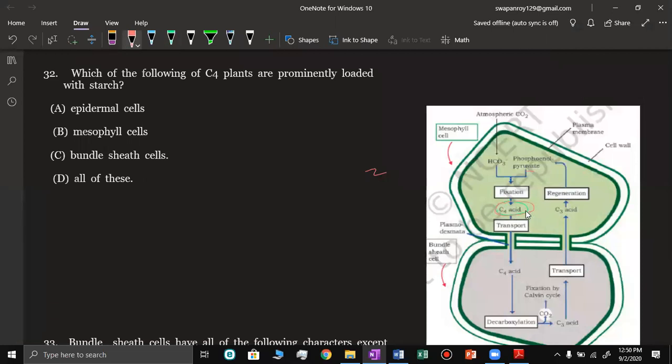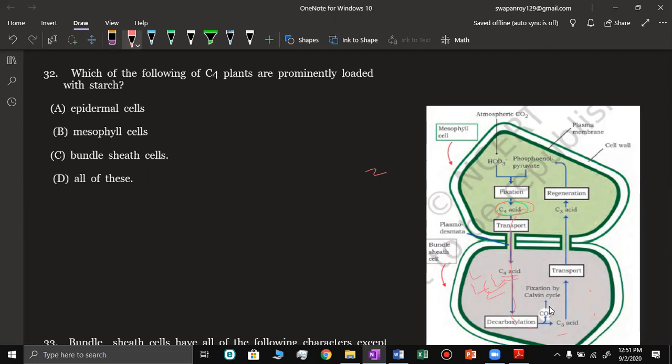Oxaloacetic acid is converted into malic acid. Then this malic acid is transported to the bundle sheath cell. These bundle sheath cells are not that much colored. Chlorophyll is very less in this, that's why it has been shown almost non-green. And here this C4 acid is broken down. It releases the carbon dioxide.